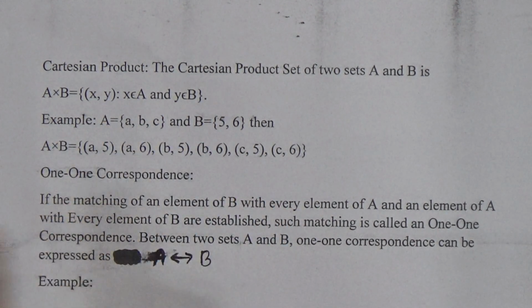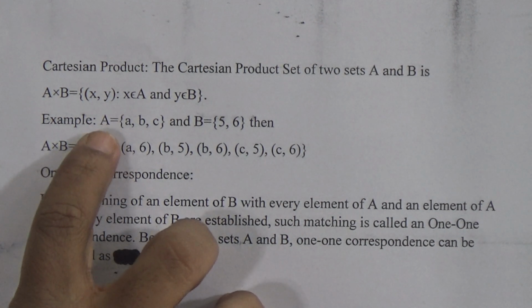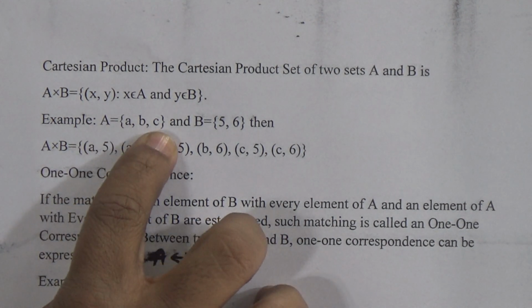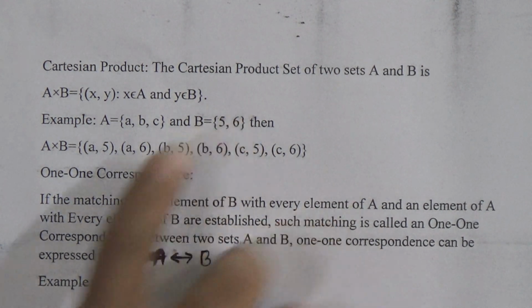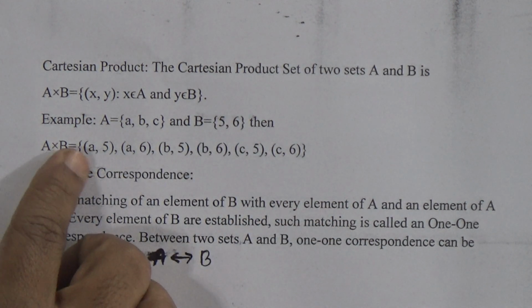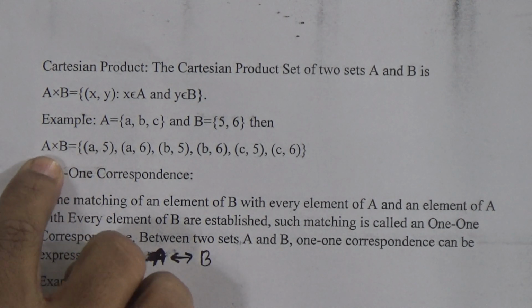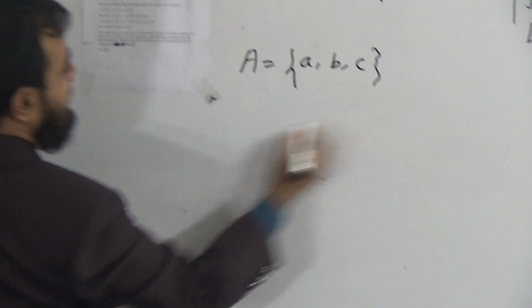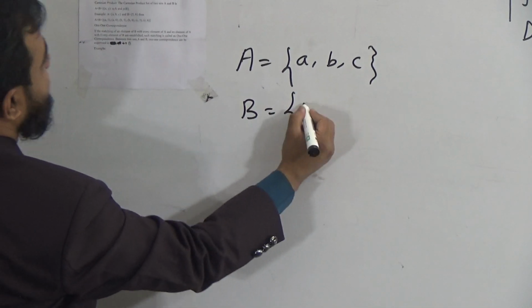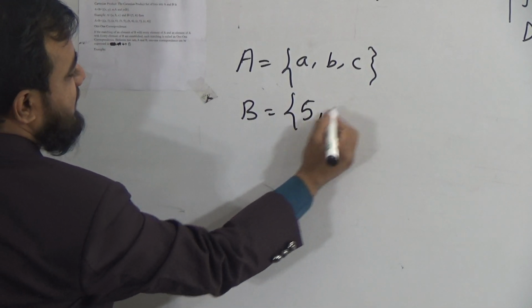Okay, here is an example I have given. Set A has the elements A, B, C, and B is the set of elements 5 and 6. Then when we do the cross product of A and B, I am writing this again. A is the set of A, B and C, and B is another set, 5, 6.